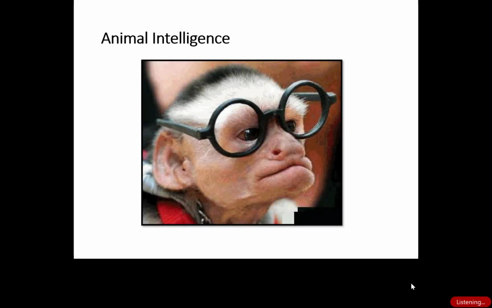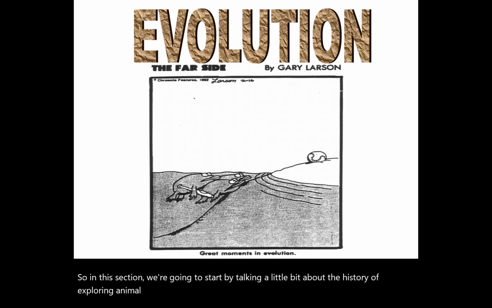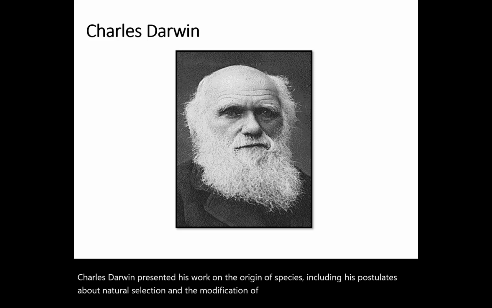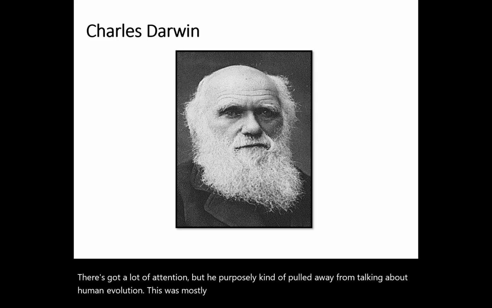So in this section, we're going to start by talking a little bit about the history of exploring animal intelligence. Now, this really goes back to theories of evolution. When Charles Darwin presented his work on the origin of species, including his postulates about natural selection and the modification of organisms over time, this really hit with a lot of people. This got a lot of attention, but he purposely kind of pulled away from talking about human evolution. This was mostly about animals, non-human animals.